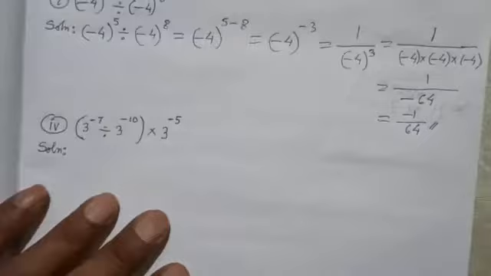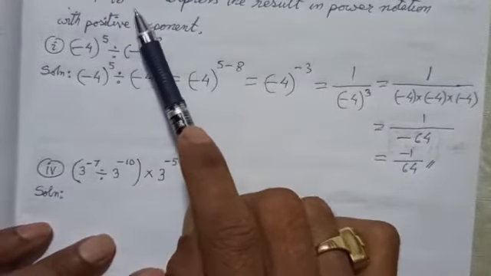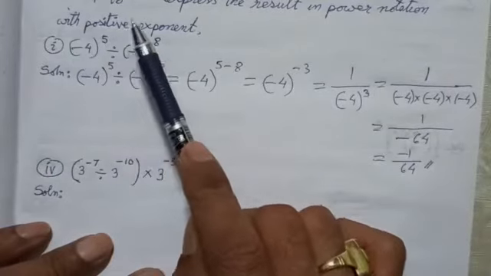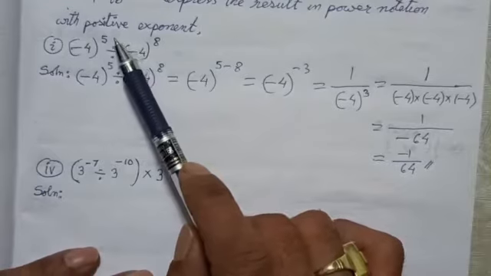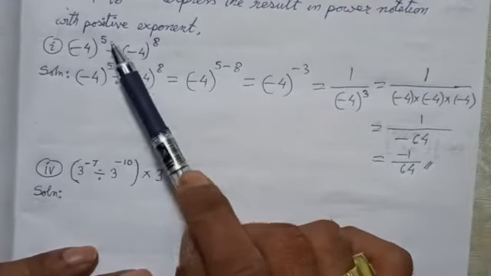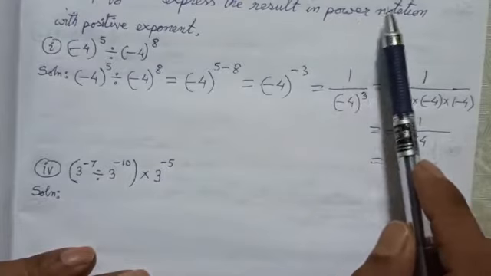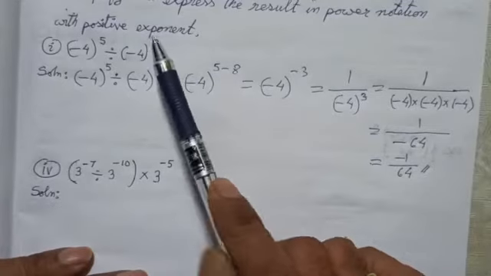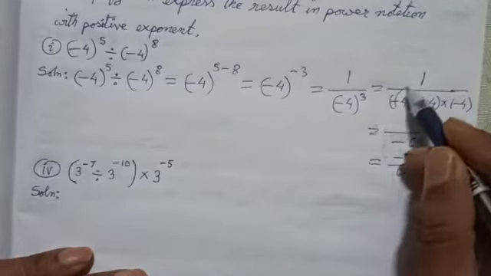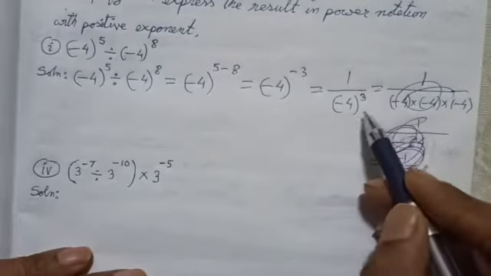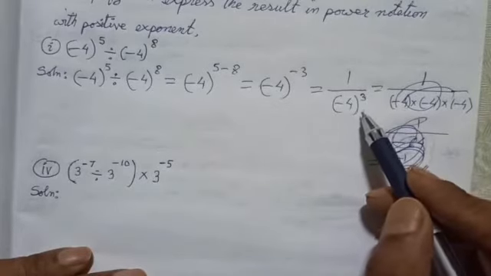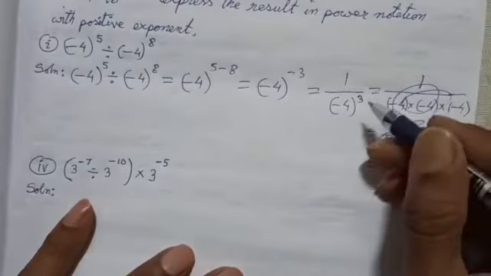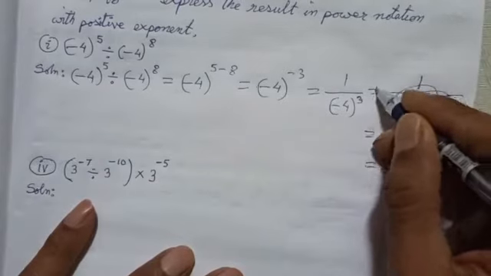Okay, you see this question once. Simplify and express the result in power notation with positive exponent. Here the question says that the last answer you have to write down in power notation, and we have to keep positive power. Exponent means power, so these steps are no need. So we have to write down in the power notation. So here we are getting 1 by minus 4 to the power 3. So this question is over and this is the answer.